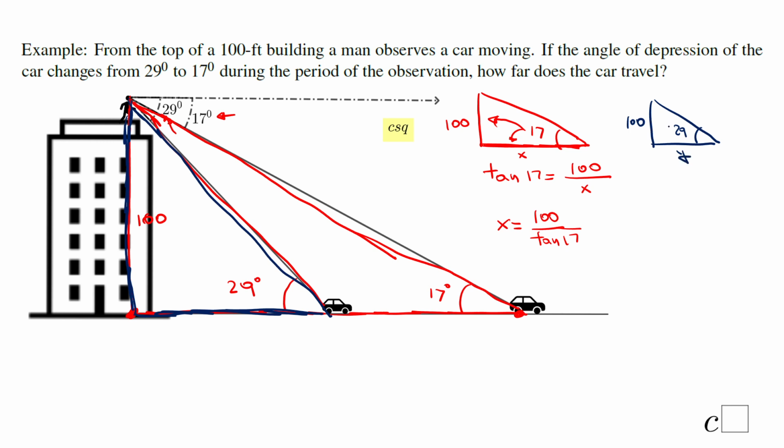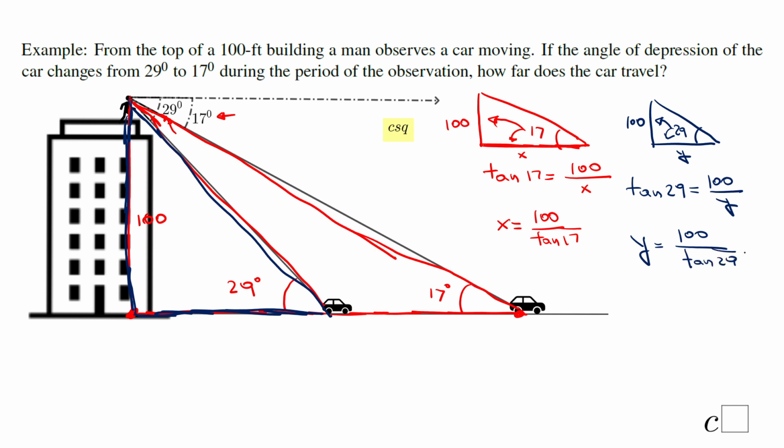Obviously it's the same trigonometric ratio because I have the angle, the opposite leg is 100, and I'm looking for the adjacent. So I'm gonna have tangent of 29 equals 100 over y. Very similar, y will be nothing else than 100 over tangent of 29.